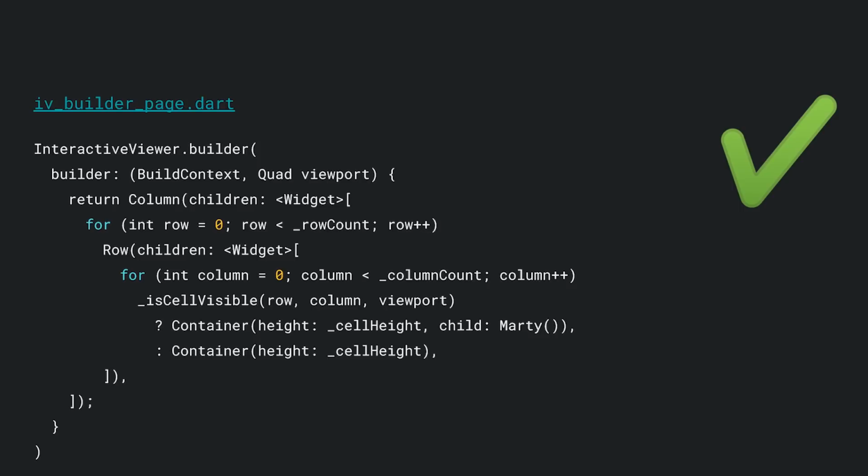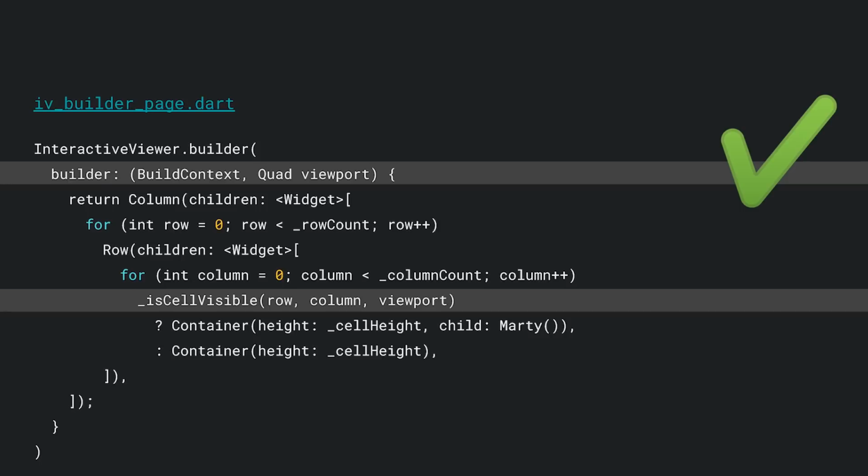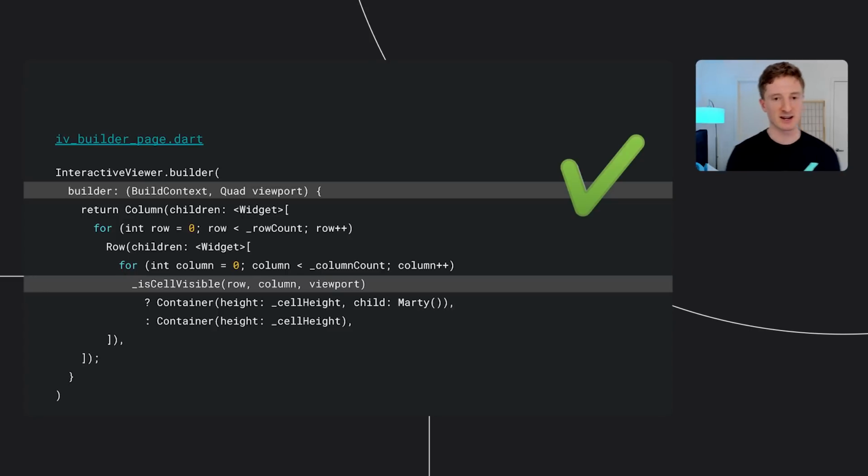It doesn't know that it has a grid. So it's up to us to write our own builder in a way that's going to take advantage of any performance optimizations that we can make. Here, we've got our builder with a quad representing the viewport. That's just 4 points in space that represent what the user can see at any time. And we're just going to do a simple optimization and check if any given cell is currently visible or not. If it's visible, we'll display the Marty. If it's not, we'll just render an empty cell.